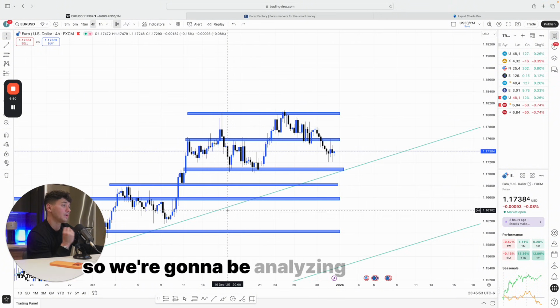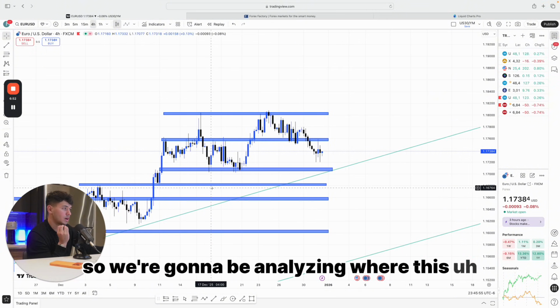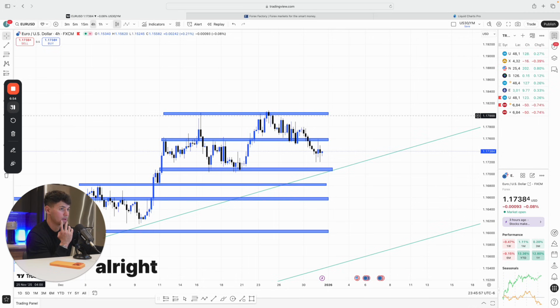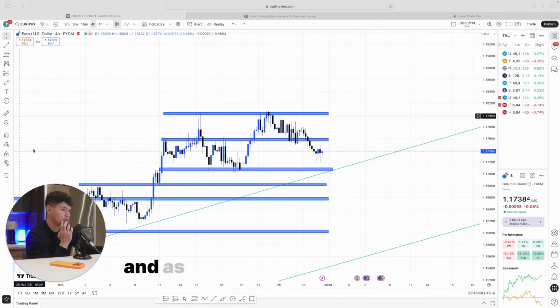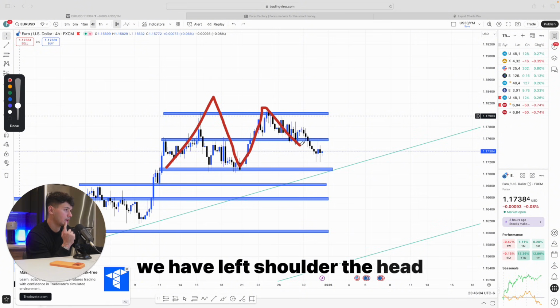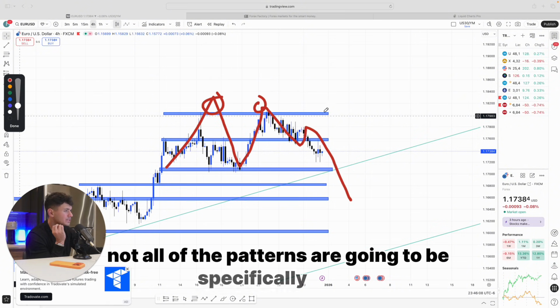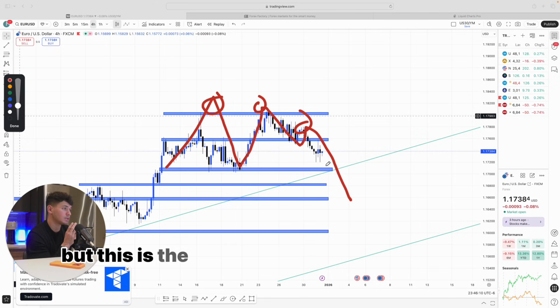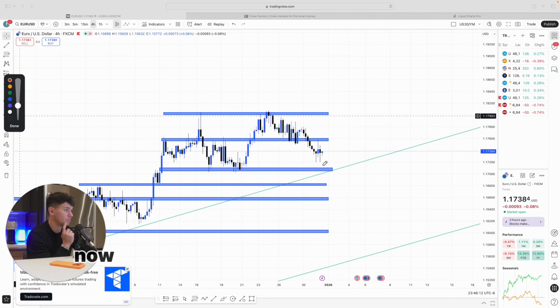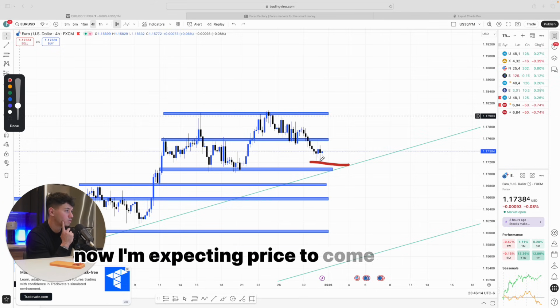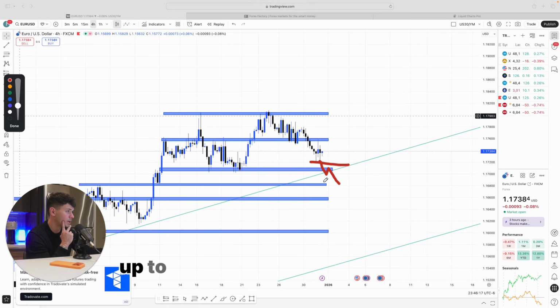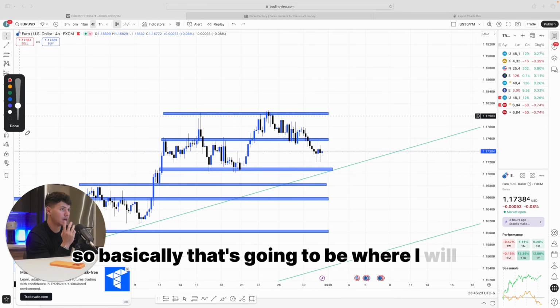So we're going to analyze where this head and shoulders pattern is forming. As I already showed you, we have the left shoulder, the head, and then we are forming a right shoulder. Not all of the patterns are going to be specifically clean, but this is the pattern that is currently forming. Now I'm expecting price to come back to the downside up to this previous area of interest, or possibly this one. That's going to be where I will be taking my trade.